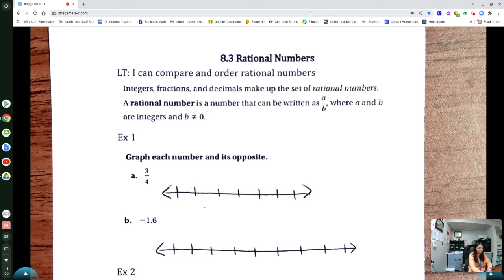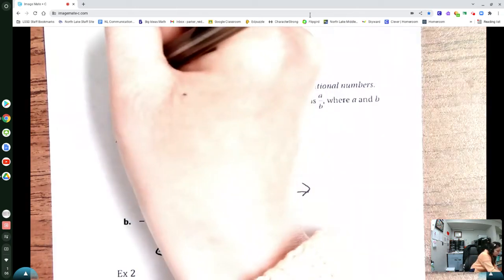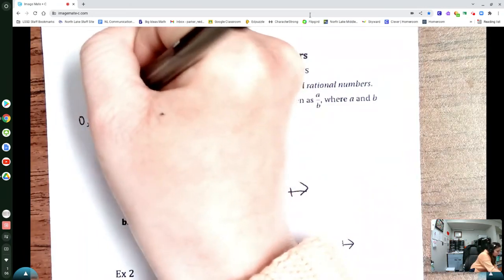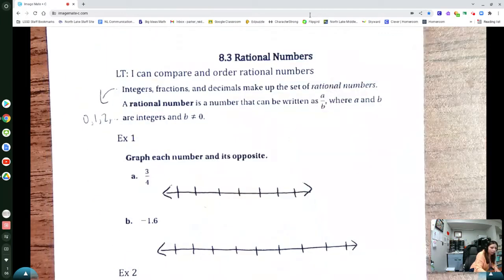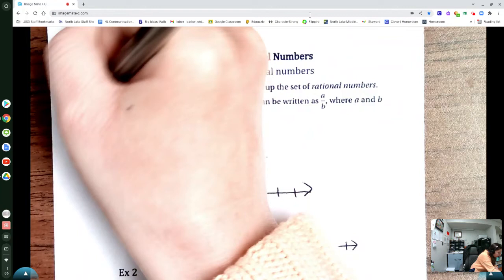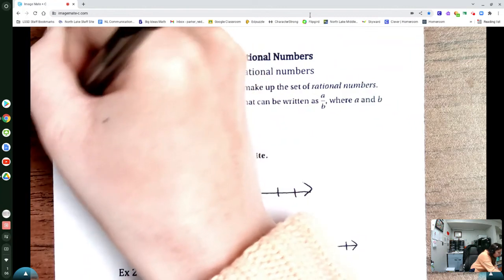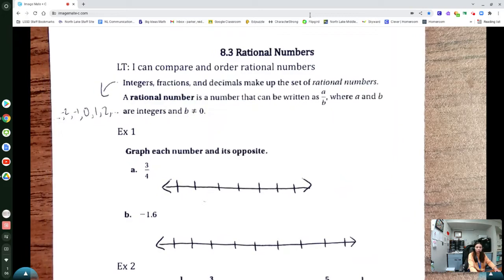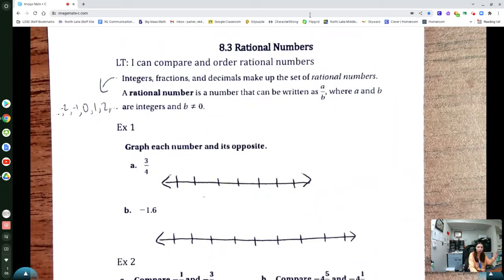Integers, fractions, and decimals make up the set of rational numbers. We learned in our last couple of sections that integers are all of our whole numbers like 0, 1, 2, etc., and also all of their opposites, like -1, -2, etc. Just as a reminder, those are what our integers are. Rational numbers now include fractions and decimals that are both positive and negative.